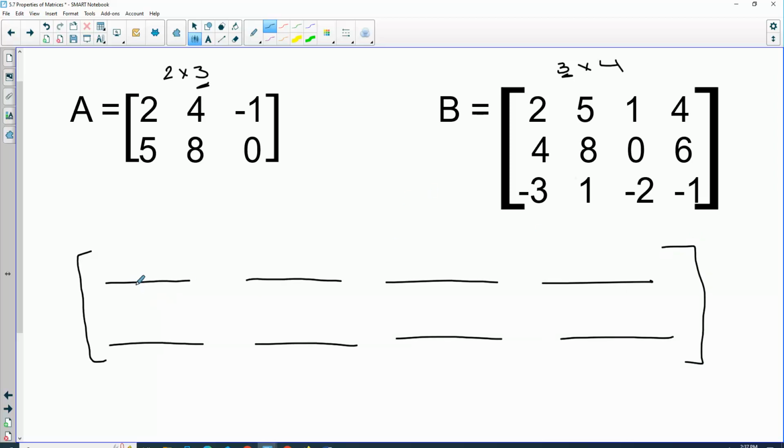Okay, so this number is in row 1, column 1, right? So I'm going to take the first row times the first column. To multiply a row and a column, you multiply the corresponding numbers and add them together. So 2 times 2, 4 times 4, and -1 times -3 is 3.